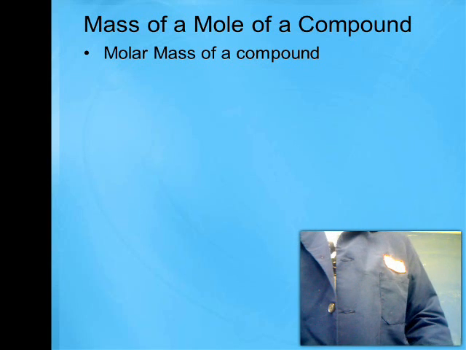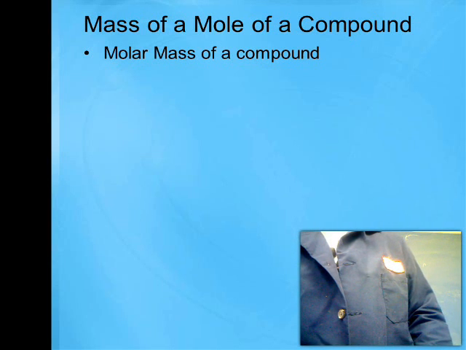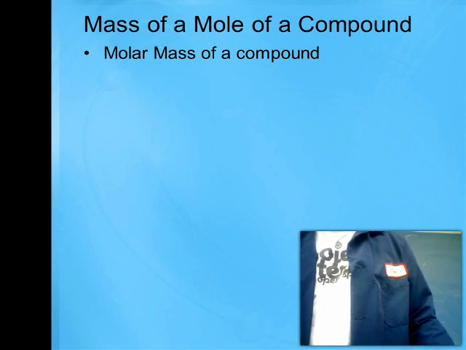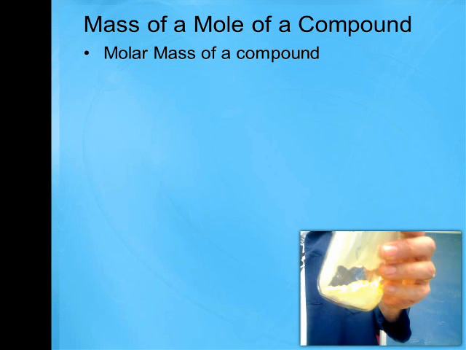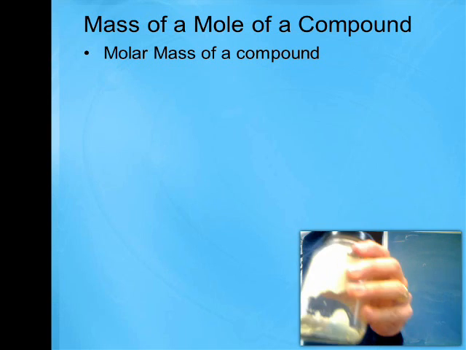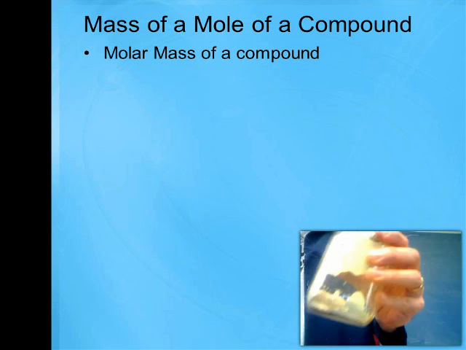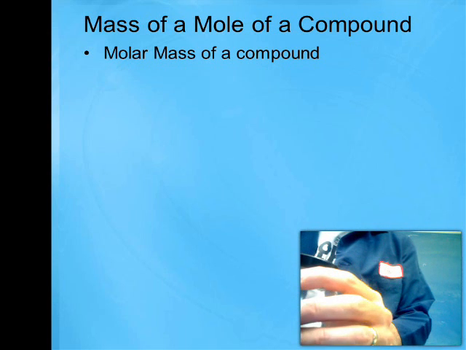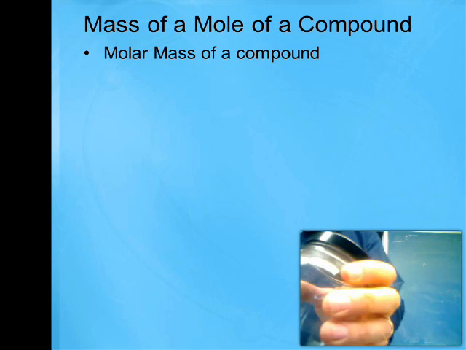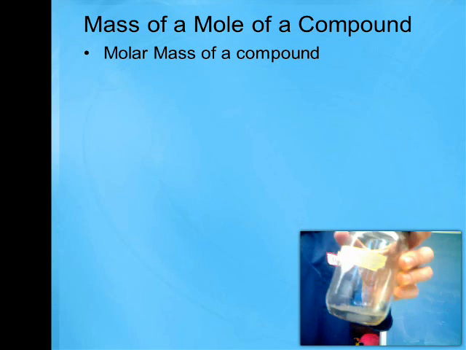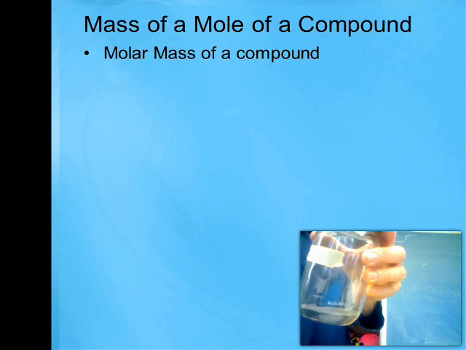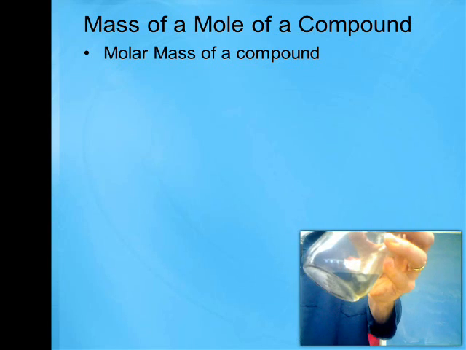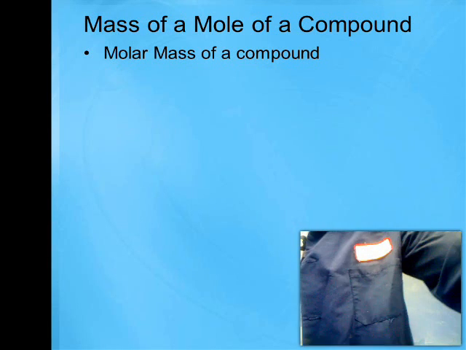If we look at the periodic table, the mass of sulfur is about 32 grams. So this is 32 grams. 32 grams of sulfur equals 1 mole. Aluminum is about 27 grams. 1 mole of aluminum is 27 grams. So that's 6.02 times 10 to the 23rd particles.